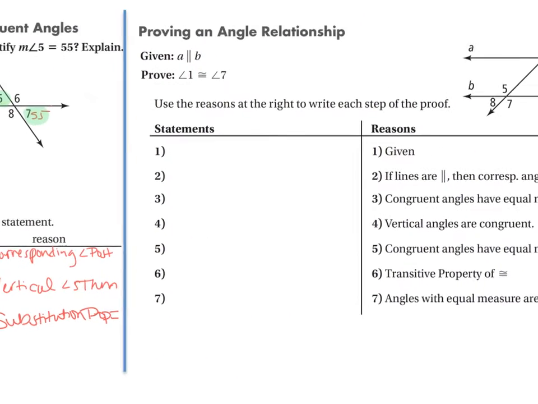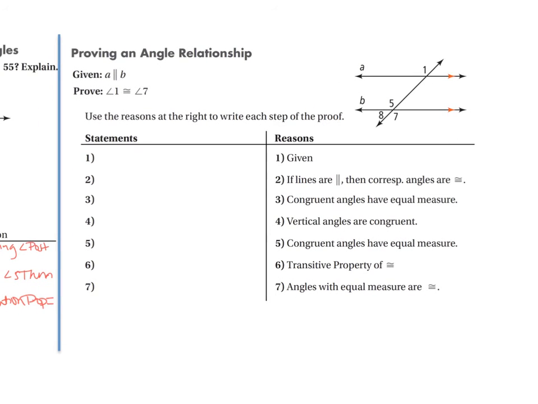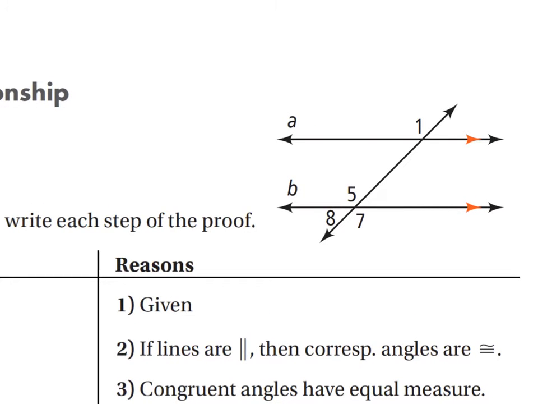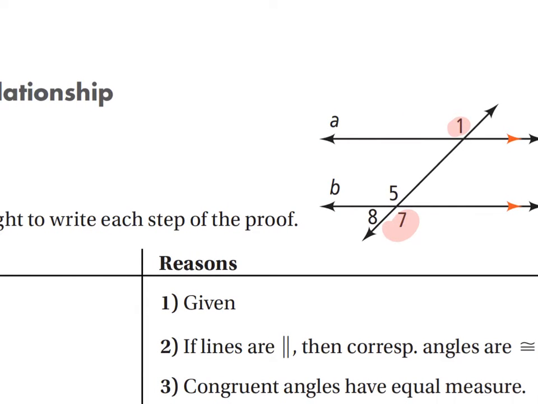Okay, next one, next proof. Given line A is parallel to line B, good. And then we're trying to prove 1 and 7 are congruent. So this proof, I don't agree with a lot of it, because if I'm trying to prove that 1 and 7 are congruent, I would say the lines are parallel is the given. The second step would be 1 is congruent to 7 because of the alternate exterior angles theorem. Done.